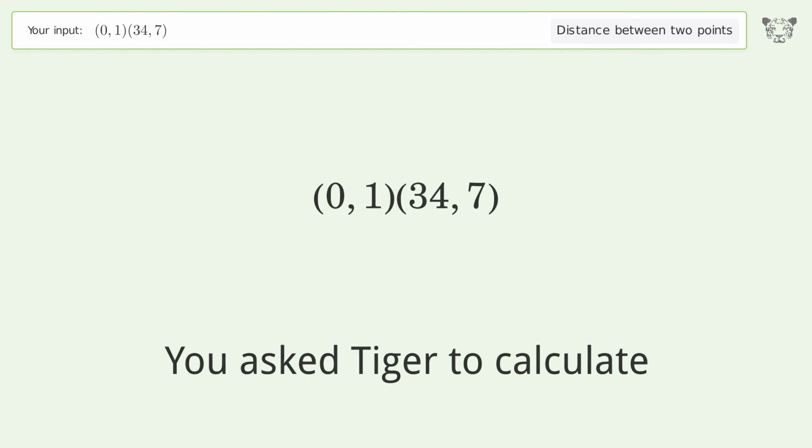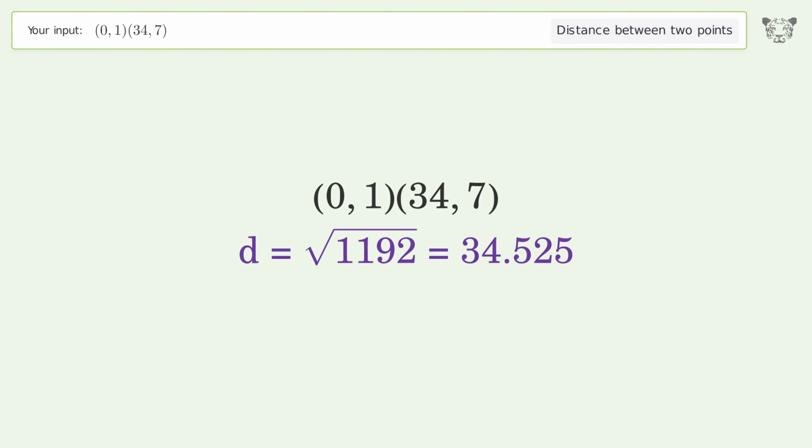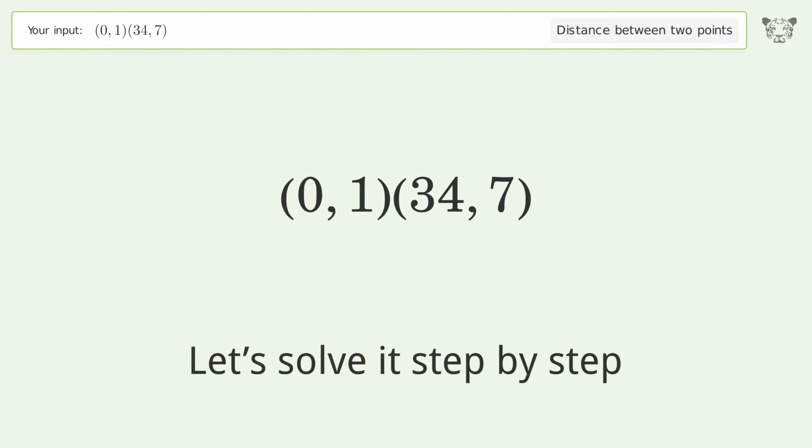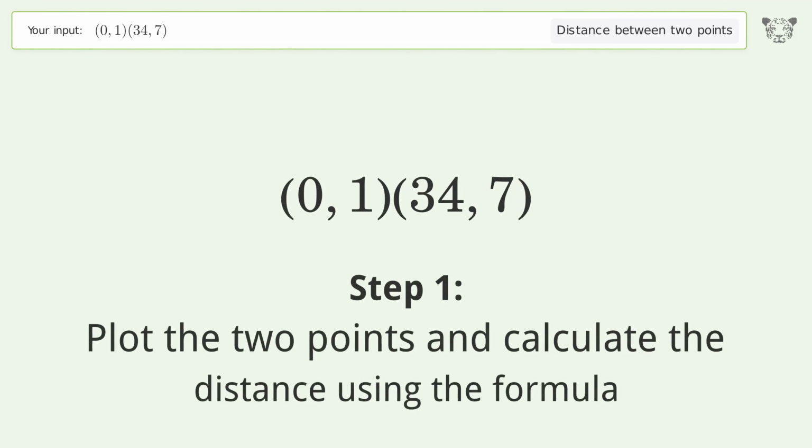You ask Tiger to calculate. This deals with the distance between 2 points. The distance between the 2 points is the square root of 1192, or 34.525. Let's solve it step by step. Plot the 2 points and calculate the distance using the formula.